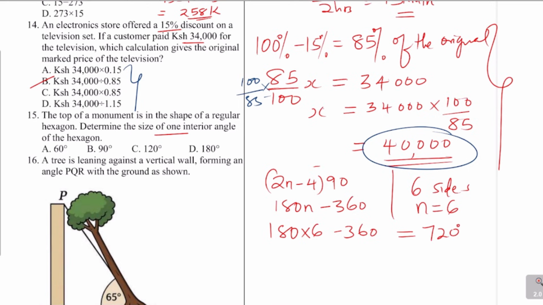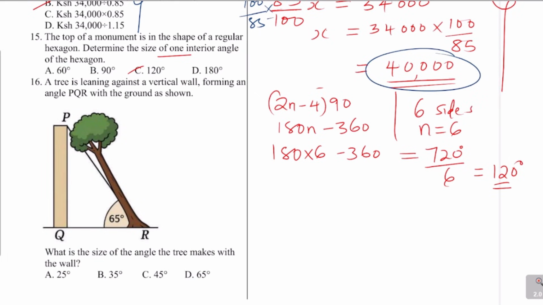720 is the sum of all the interior angles, and because it is a regular one, all the angles are equal. So now if I want to get one angle, I will simply take the sum and divide by 6, and this will give 120 degrees. So that will be the size of one. Just take the sum and then you divide by 6. Go to question 16.